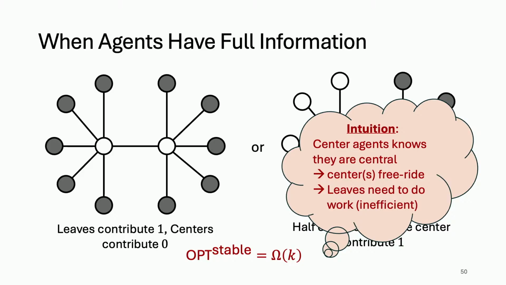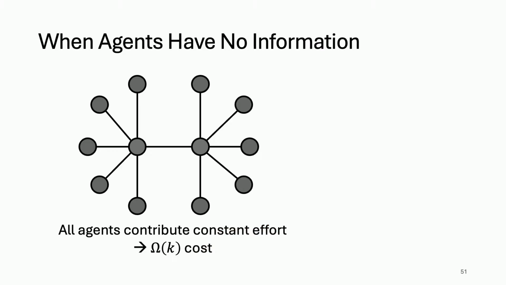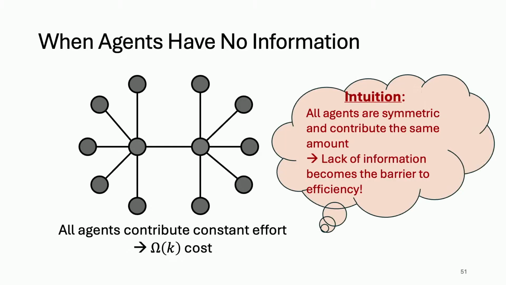So this makes a stable solution have to do k times more work, and it makes it very inefficient. So these are in the full information setting, where agents know everything about this collaboration. What about if the agents have no information? Well, in this case, all agents have to contribute a constant effort, so it will still lead to linear in k cost. So by no information, you mean they don't know where they are in this graph?